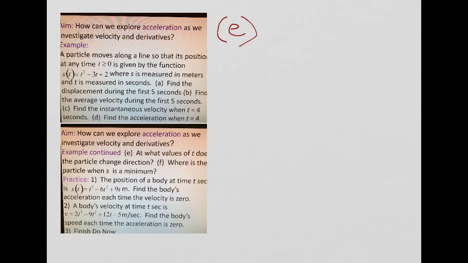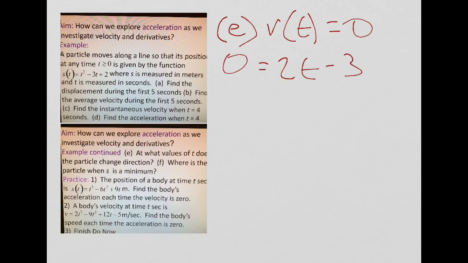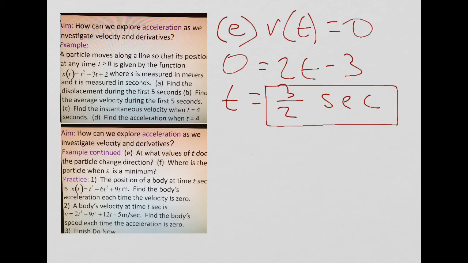When you have to change direction, you have to stop. So that means that your velocity becomes 0. So if v of t is 0, that means I have to take my 2t minus 3 and set it equal to 0 to solve. So t is equal to 3/2, and this would be in seconds. So at 1.5 seconds, my particle changed directions. Okay, so whatever was going in is now going the other way.